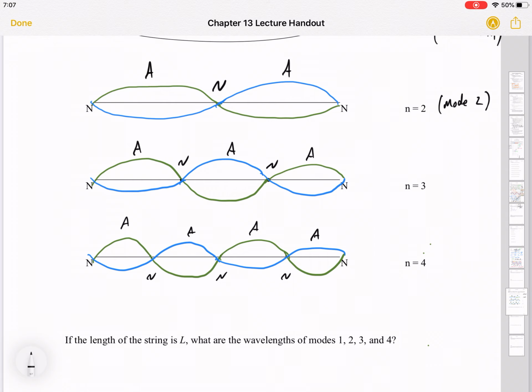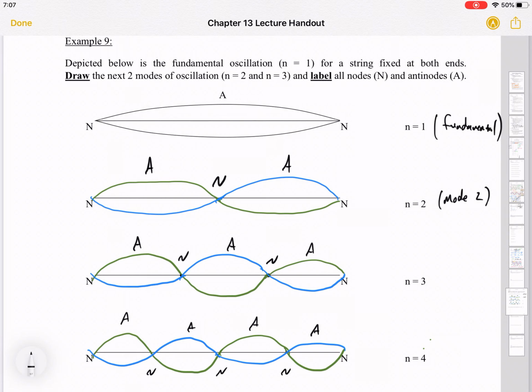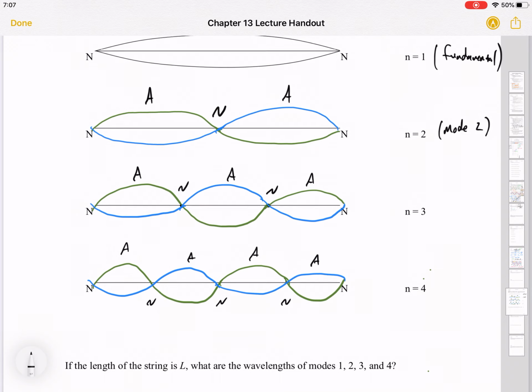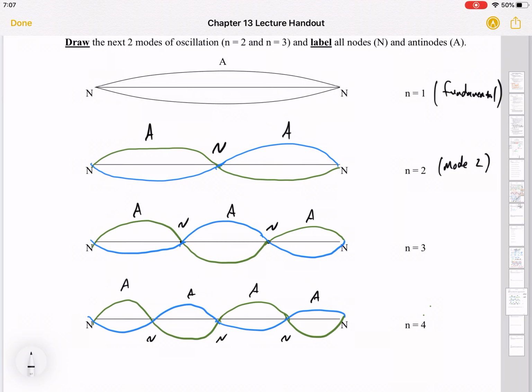Okay, so if the total length of this string is L, what are the wavelengths for these? So I told you the way to access these modes is to oscillate these at different frequencies, right? So oscillating at a higher frequency should get us shorter wavelengths. Again, because the wave speed doesn't depend on frequency. The wave speed just depends on properties of the string.